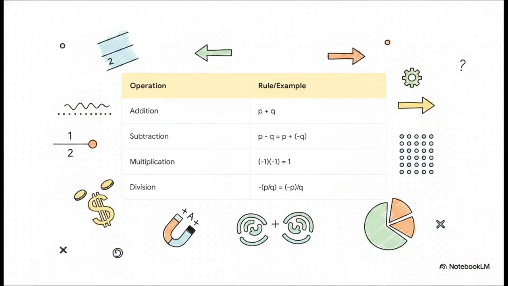Now, what's really cool here is how we've basically packed all the rules for adding, subtracting, multiplying, and dividing positive and negative numbers into one convenient place. Remember, a rational number is simply anything that can be written as a fraction, right? So, integers, decimals, the whole shebang. A really great trick to remember here: subtraction is really just adding the opposite. That means p minus q is exactly the same as p plus negative q. Oh, and when multiplying, you definitely can't forget the classic rule. A negative times a negative always equals a positive.